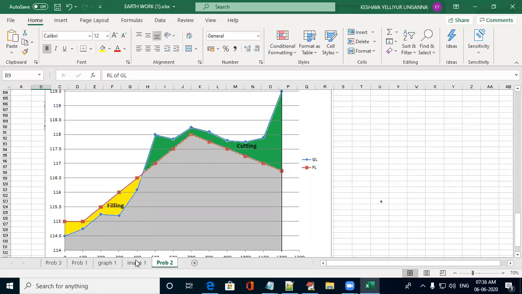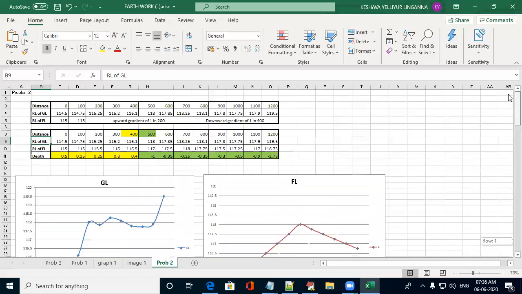Here I have just matched the values with the same colors. Yellow is filling and green is cutting.